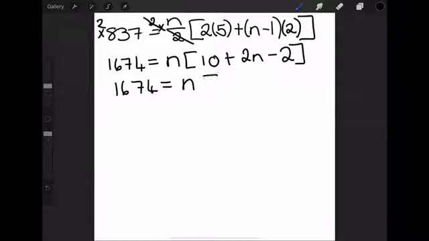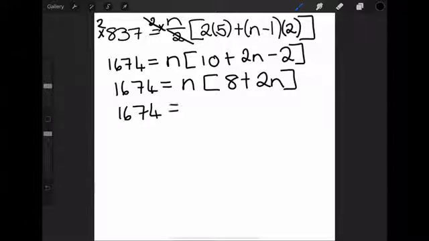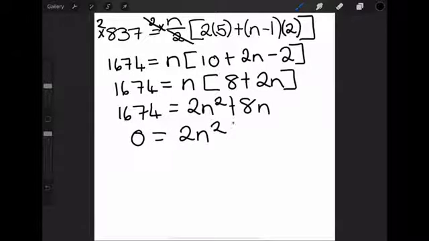I'm going to solve inside the bracket. 10 minus 2 gives me 8 plus 2n. Right? My next step, I can go and distribute that n. So I get 2n squared plus 8n. Now that I've got an n squared, I can see that it's a quadratic equation, and the second I see it's a quadratic equation, I always make it equal to 0. So 0 equals 2n squared plus 8n minus 1674.